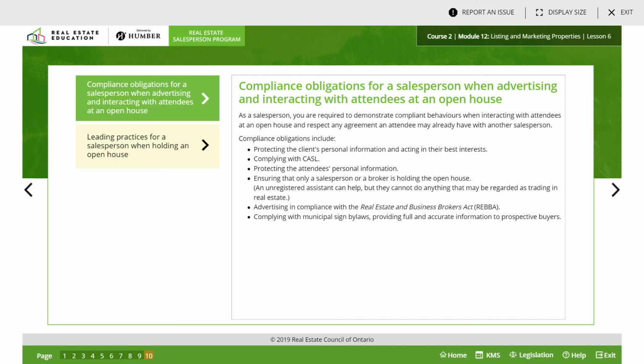An unregistered assistant can help, but they cannot do anything that may be regarded as trading in real estate. Advertising in compliance with the Real Estate and Business Brokers Act.